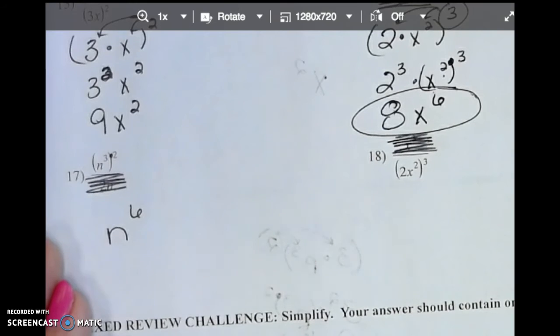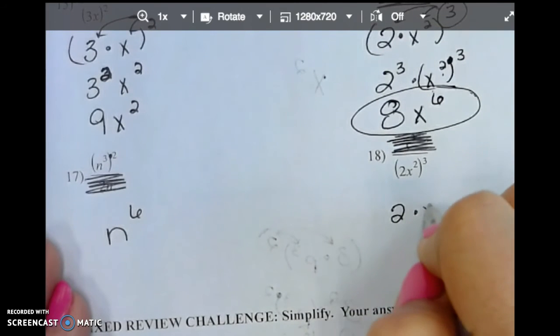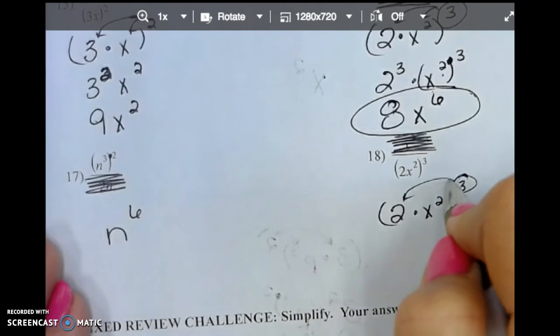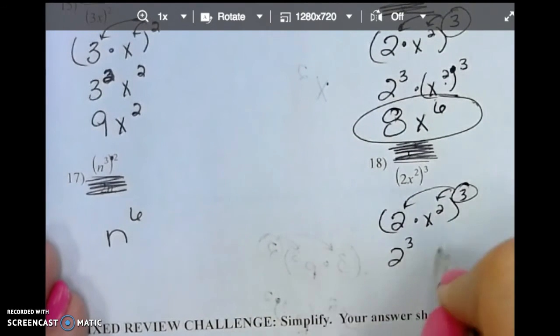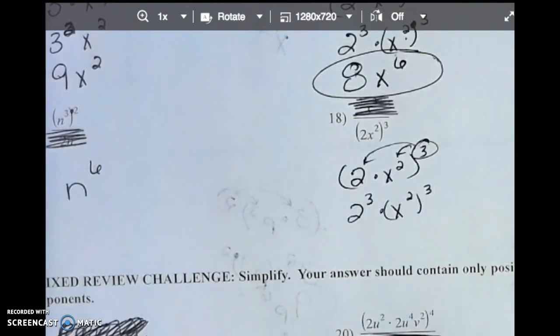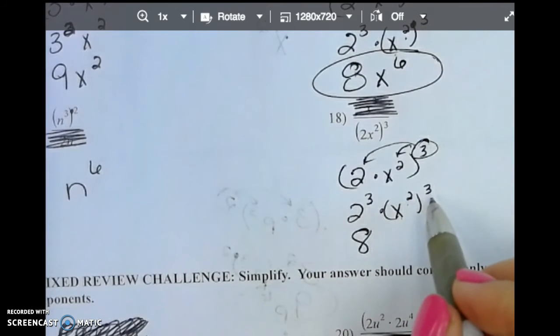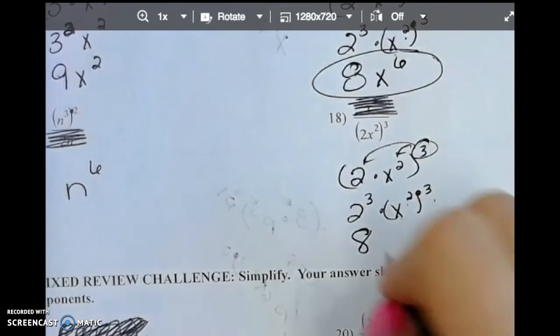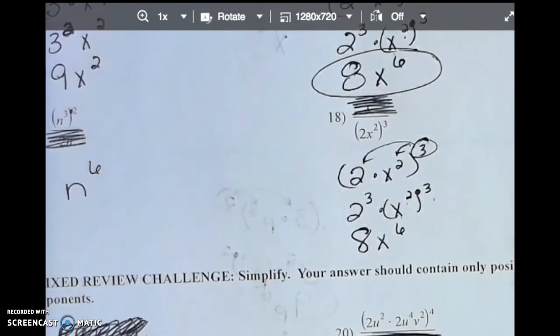On number 18, the 2 and the x squared need to be cubed, so we're going to distribute. 2 cubed times x squared cubed. 2 cubed is 2 times 2 times 2, which is 8. And x squared cubed is x to the 2 times 3, which is x to the 6th.